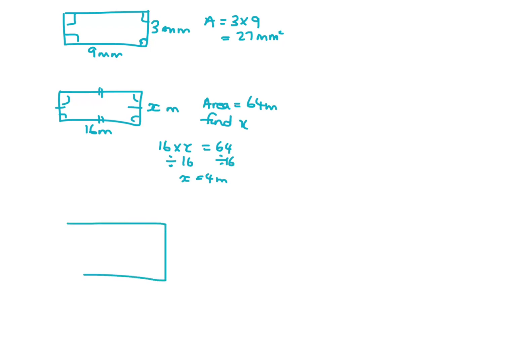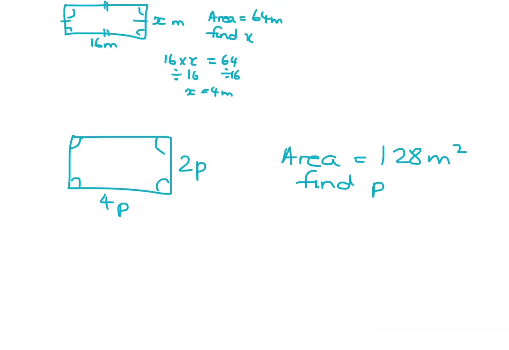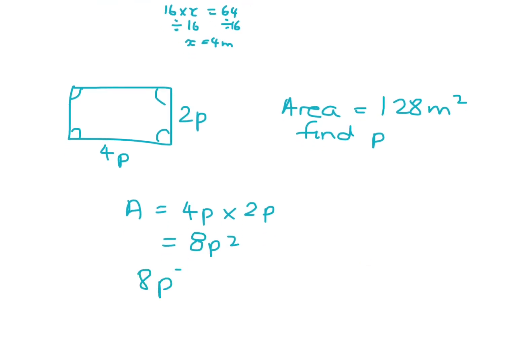Okay, now I just want to have a look at one, say, maybe that has 4p and 2p. And we're just going to say that the area is equal to 128 metres squared. Find p. So if you're going to find p there, this is just with algebra, an expression for the area would be 4p times 2p, which would give you 8p squared. So you can then say, therefore, 8p squared equals 128.